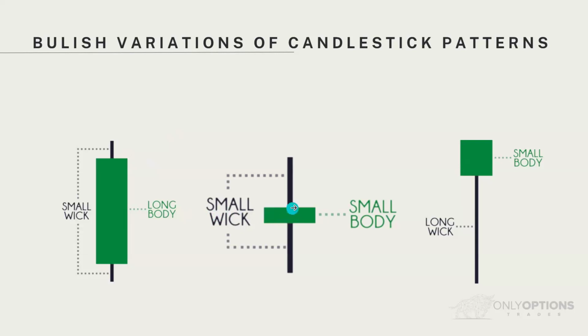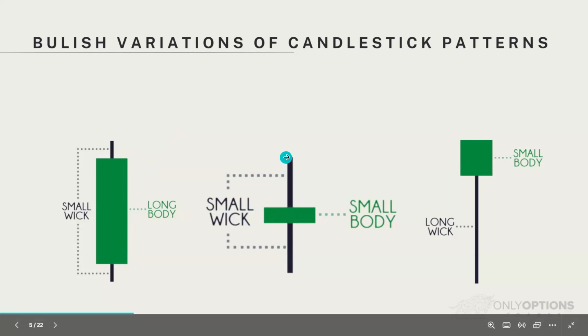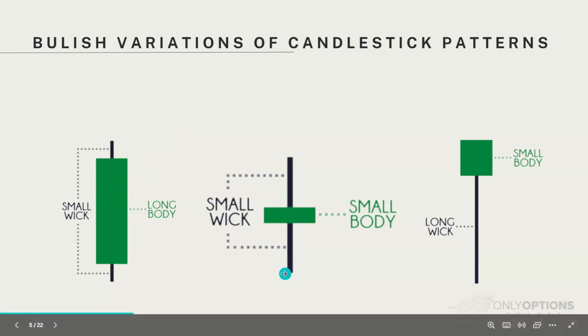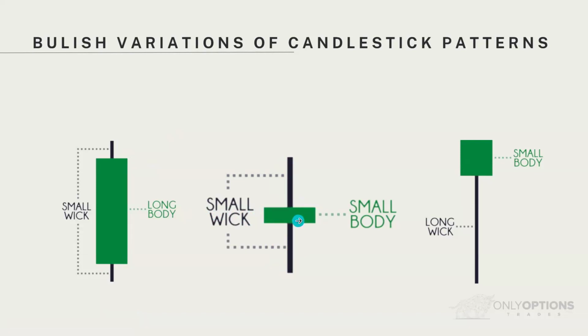If you have a small wick like this, what it means is all the time it opened at the bottom and closed here. It tried to go all the way up to this price, and the buyers didn't find enough buyers to stay up here, and the bears didn't find enough sellers to stay here. So this is sort of neutral, even though it's green. They tried to fight for it.